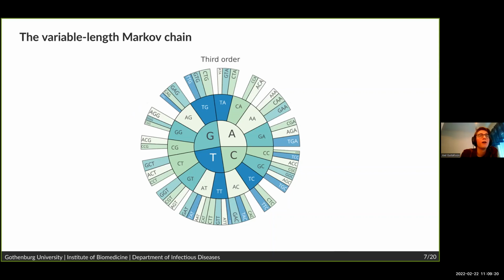Which we also recently have developed this new visualization for. So each sort of chart or area here represents the probability of observing each sort of k-mer, but of course not all k-mers are present because they're missing in the variable Markov chain.